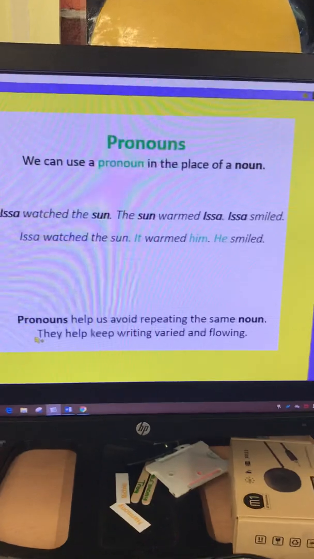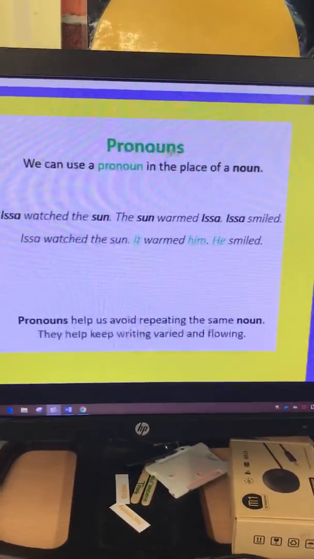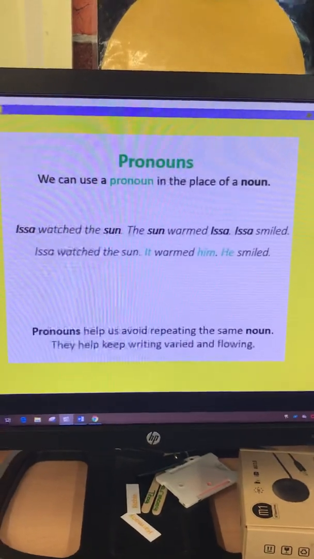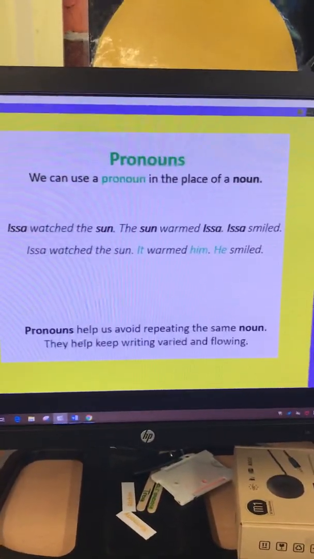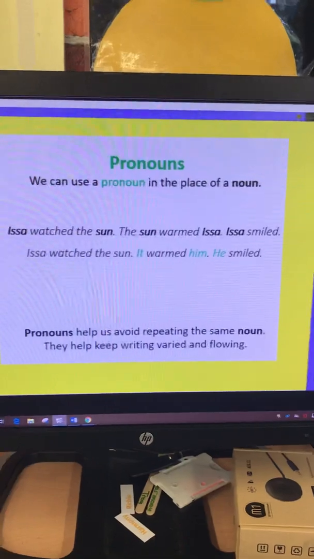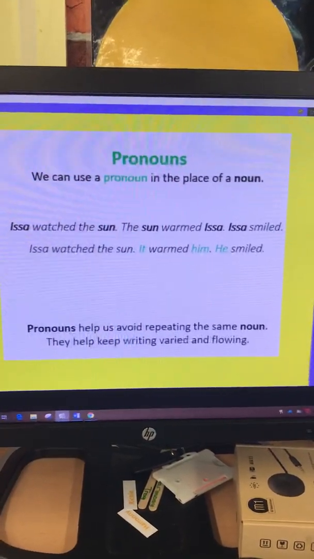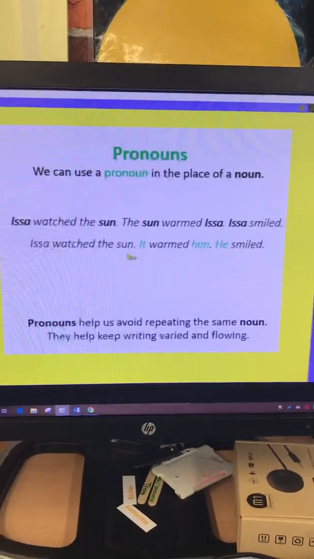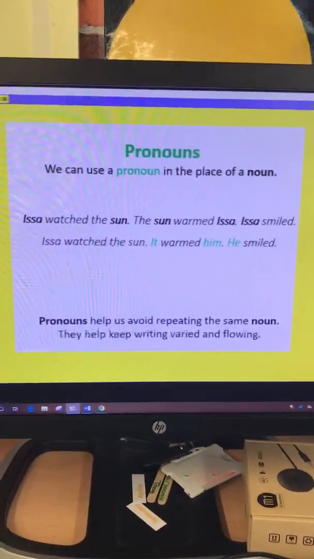So, first of all we need to remind ourselves about pronouns. We can use a pronoun in the place of a noun. For example, Isa watched the sun. The sun warmed Isa. Isa smiled. So lots of nouns in there. To help us avoid repeating the same noun, we can replace them with pronouns. So, Isa watched the sun, it warmed him, he smiled.